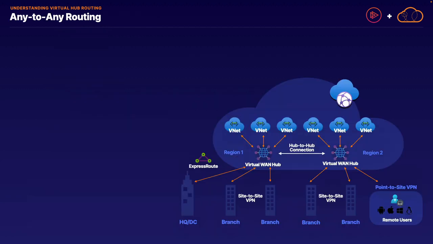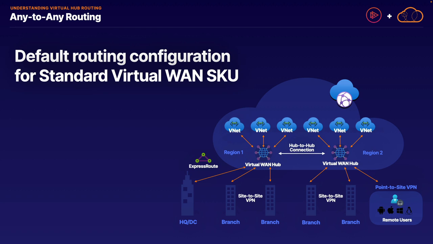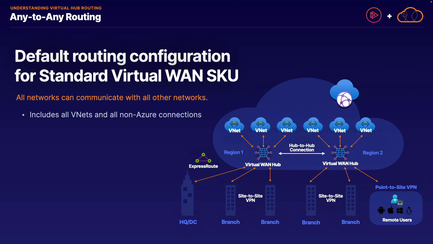Next, let's talk about the default routing scheme associated with the default routing table, known as any-to-any routing. Any-to-any routing is the default routing configuration for the standard virtual WAN SKU. Again, standard, not the basic SKU. Understanding any-to-any routing is pretty simple. Basically, everyone can talk to everyone else, or more specifically, all networks can communicate with all other networks, which include all Azure virtual networks and non-Azure connections, such as hybrid connections. And this any-to-any routing also propagates across multiple hubs as well. Really simple concept within a given virtual WAN implementation. Even if you have multiple hubs, everyone connected to every hub can talk to everyone else as well.